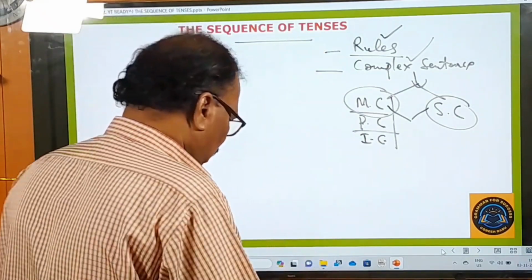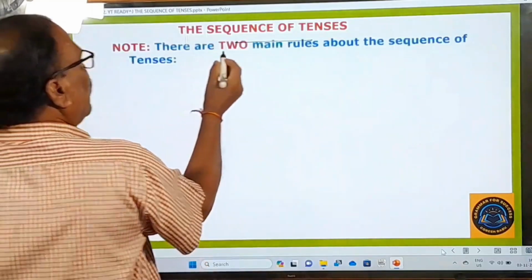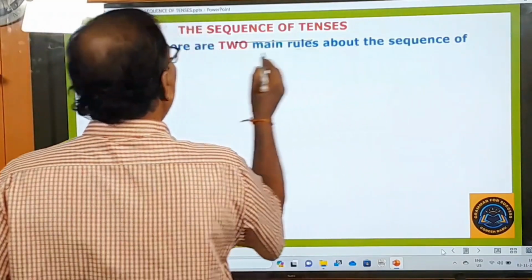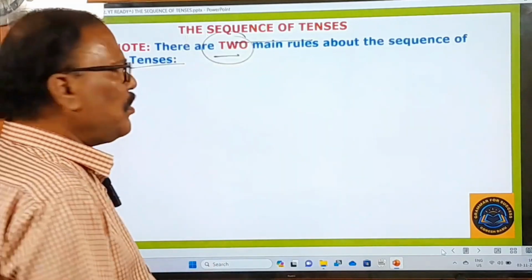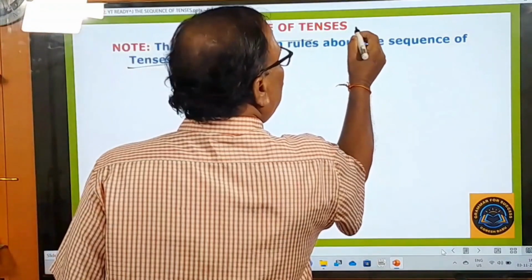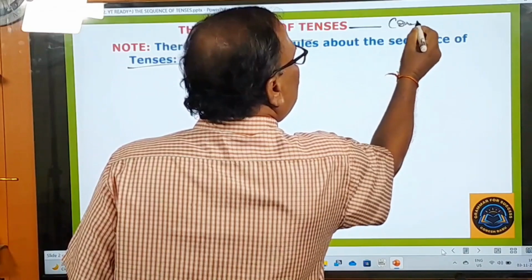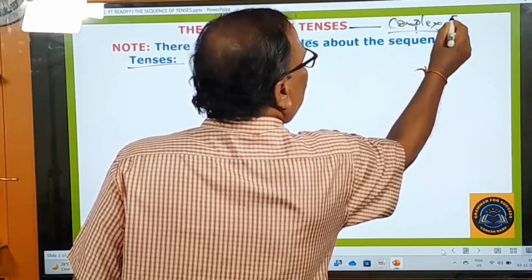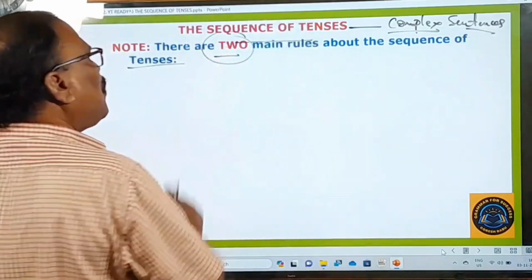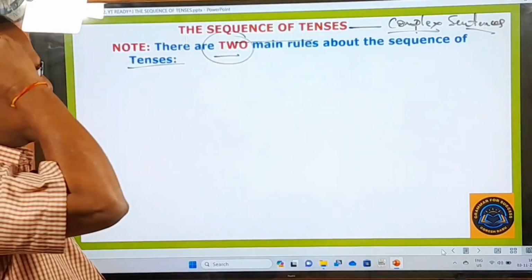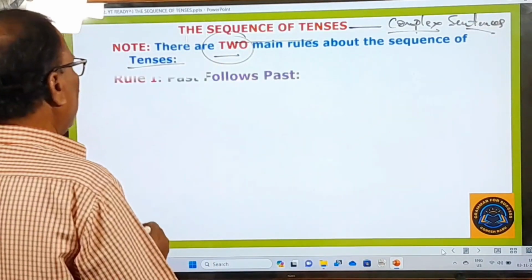Let us see that. There are two main rules about the sequence of tenses. I have already told you that the sequence of tenses refers only to complex sentences. Please keep this point in your mind. Complex sentence. So there are two main rules about the sequence of tenses. What is the first rule? Let us see that.